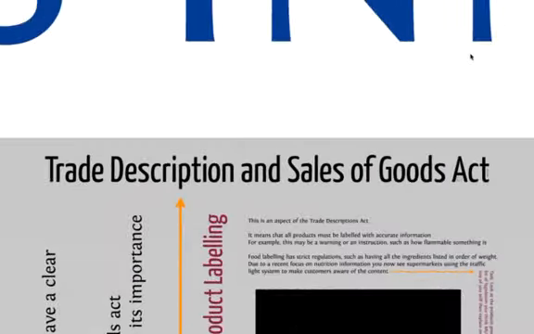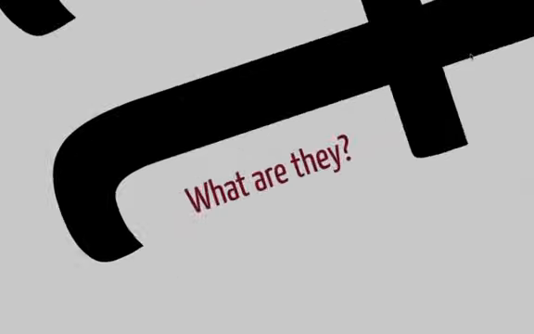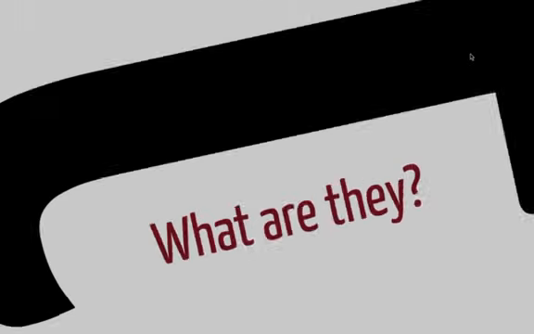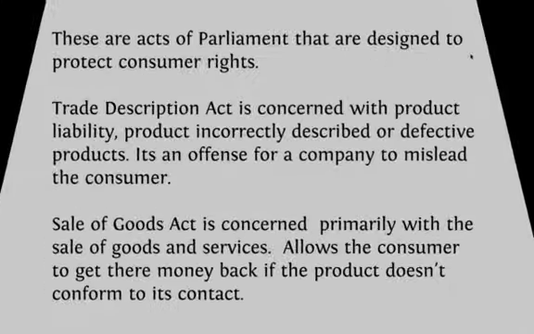So when we look at the Trade Description Act and Sales of Goods Act, it's really important to try and understand what they are. They are acts of Parliament that are designed to protect consumer rights. The Trade Description Act is concerned with product liability, product incorrectly described or defective products, and it's an offence for a company to mislead the consumer.